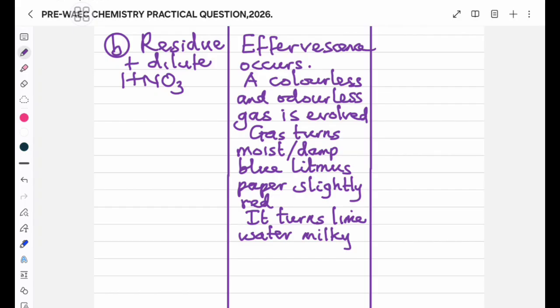Number two test reported here is odor test. The gas is odorless, no smell. Number three is the litmus test. The gas turns moistened blue litmus paper red. You know what that means? It means that gas is acidic. And number four test reported here under the observation is the lime water test. So these are the four tests that confirm that the gas liberated from the reaction carried out on adding dilute HNO3 to the residue is carbon dioxide.